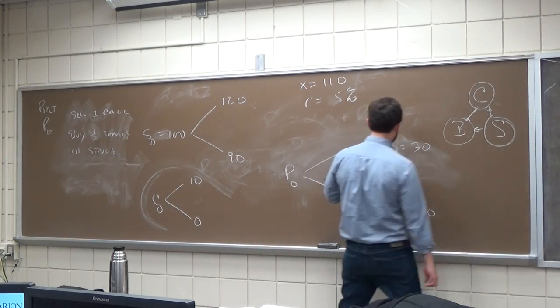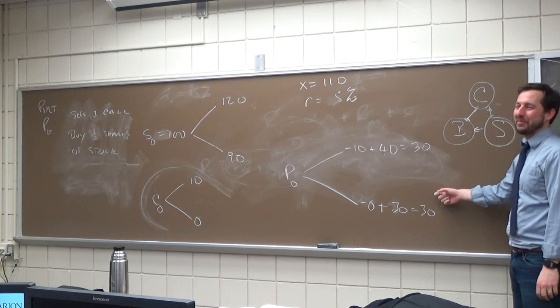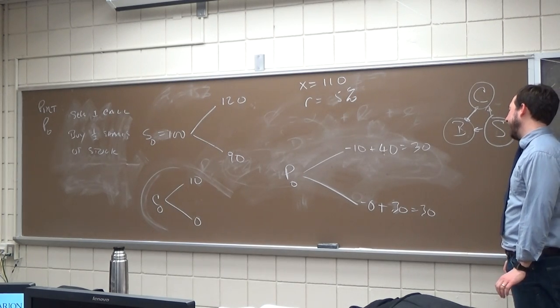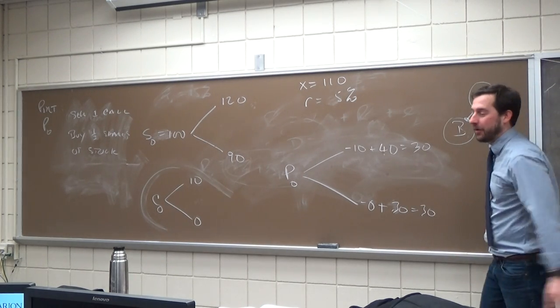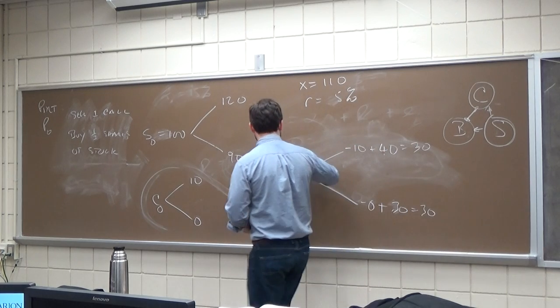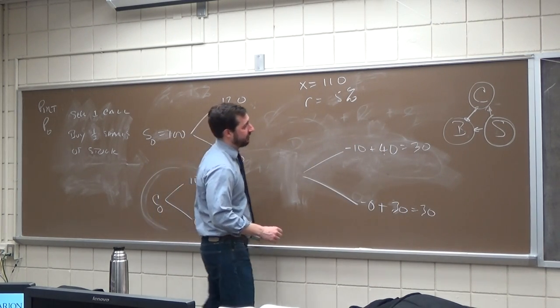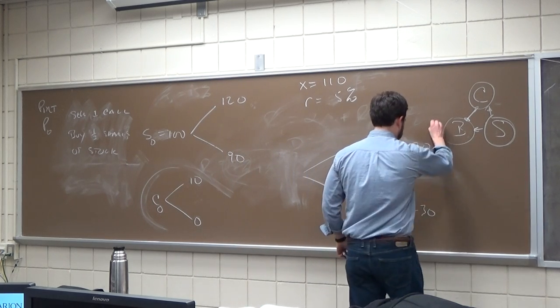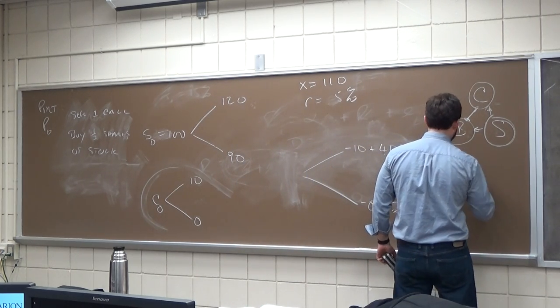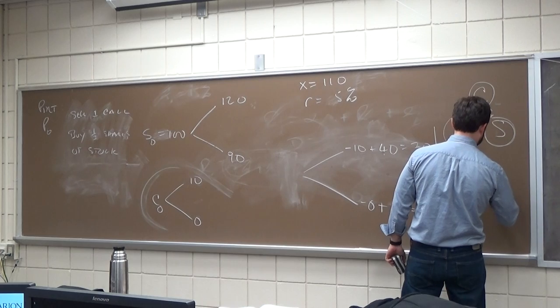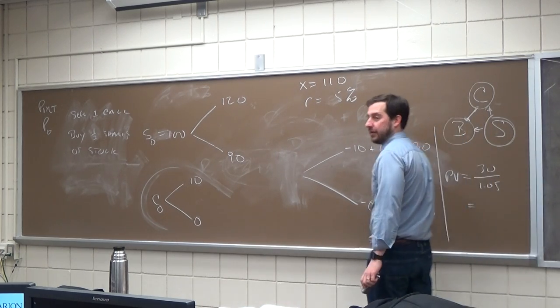Good. So this replicates a bond. And so in other words, now we want to find the value of this portfolio. The first thing we have to do is find the present value of $30. So what's the present value of $30 at 5%? 30 divided by 1.05. What's that equal to?